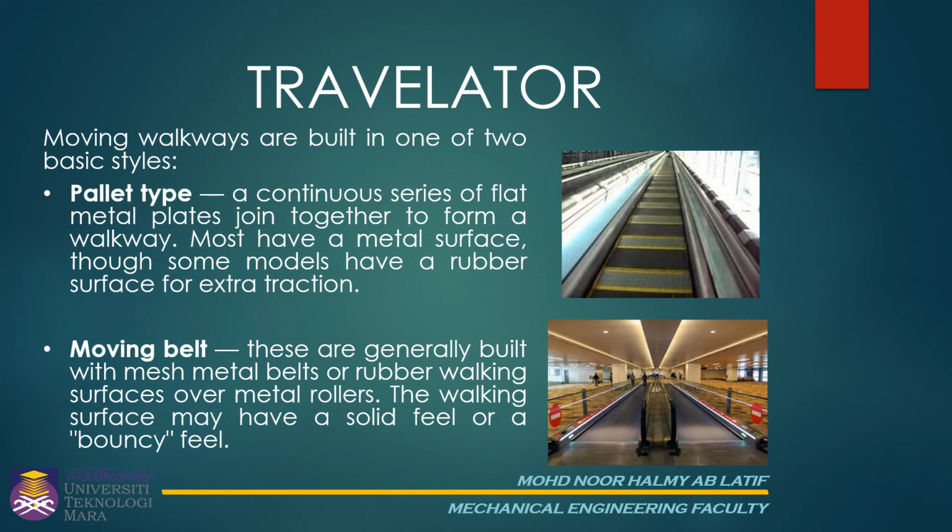Moving walkways are built in one of two basic styles. Pallet type, a continuous series of flat metal plates joined together to form a walkway. Most have a metal surface, though some models have a rubber surface for extra traction. Moving belt, these are generally built with mesh metal belts or rubber walking surfaces over metal rollers. The walking surface may have a solid feel or a bouncy feel.